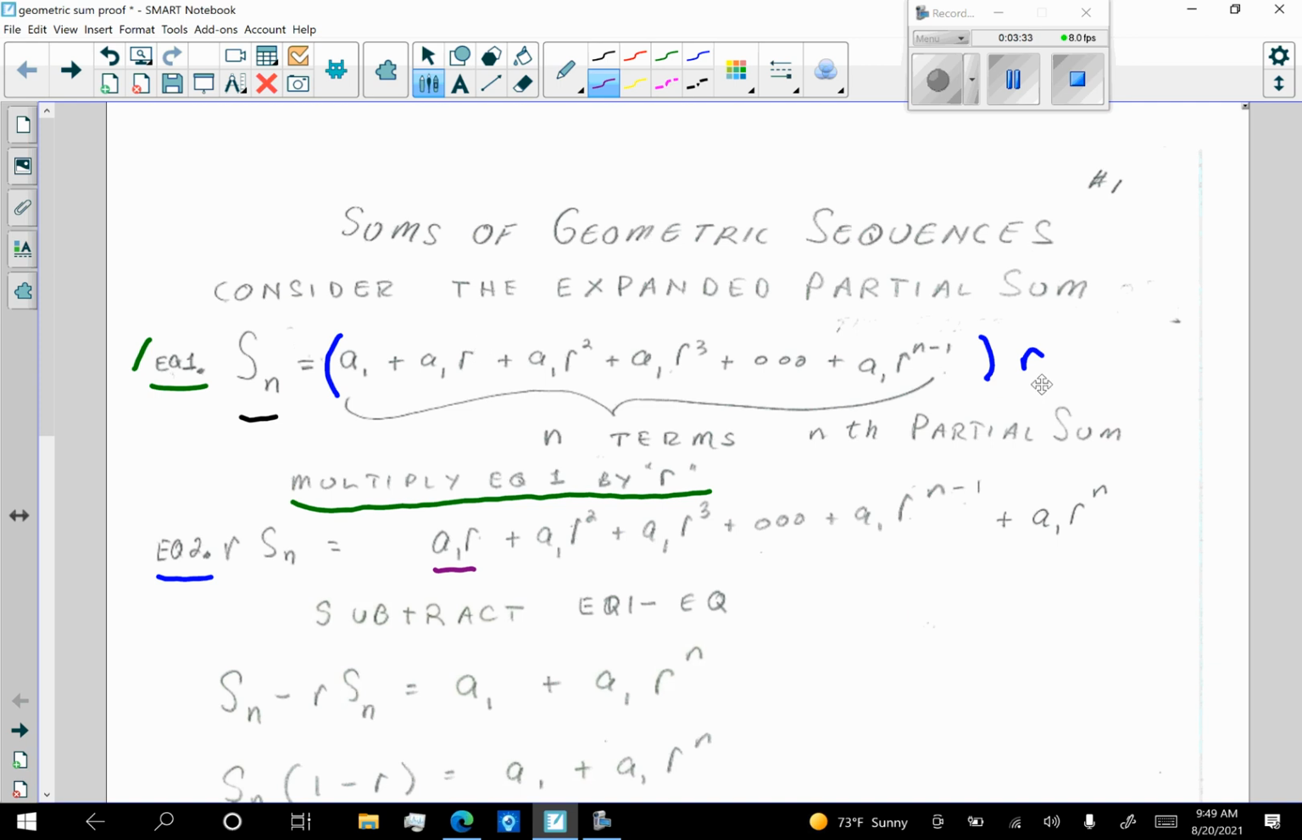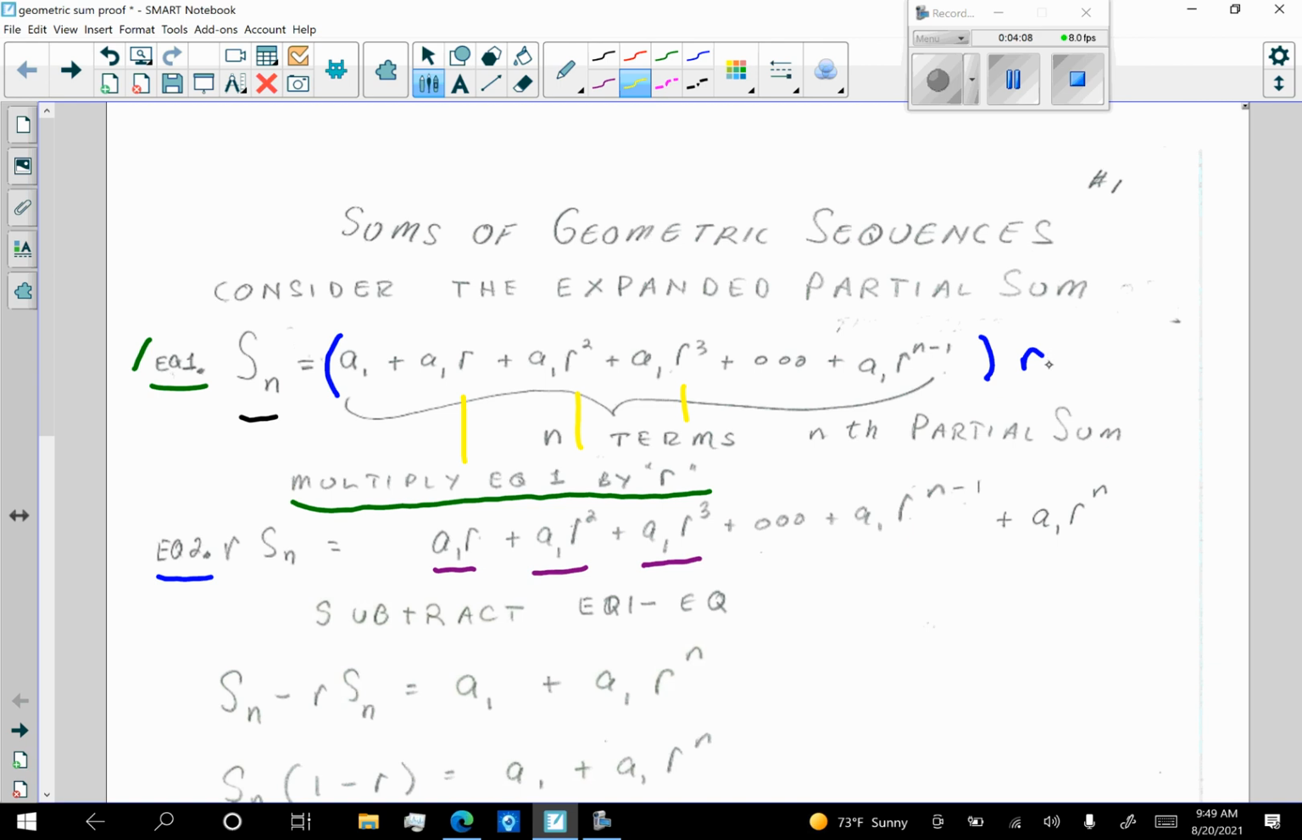If I take r and multiply it by a sub 1 r, what's r times r? R squared. That gives me a sub 1 r squared. What is r times a sub 1 r squared? A sub 1 r cubed. And what you need to notice is that these terms here are matching up between this equation and this equation. Okay?